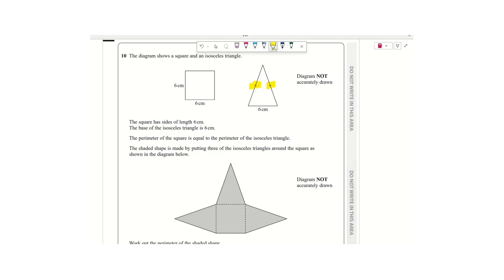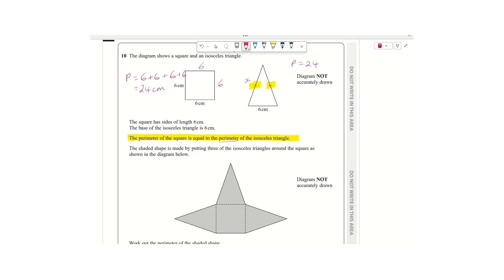So this line is really important. Perimeter is all the way around the outside. So the perimeter of the square is going to be 6 plus 6 plus 6 plus 6. So 24 centimetres. So we know that the perimeter of the isosceles triangle is also 24 centimetres.